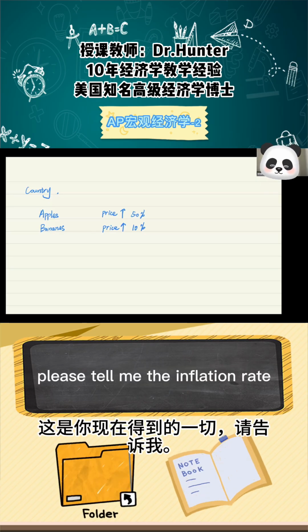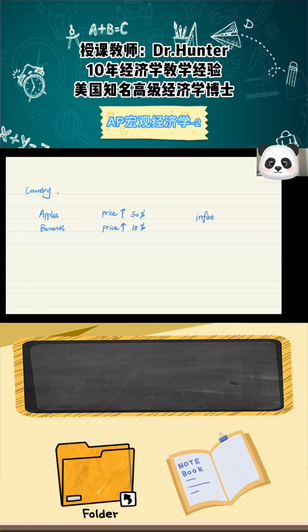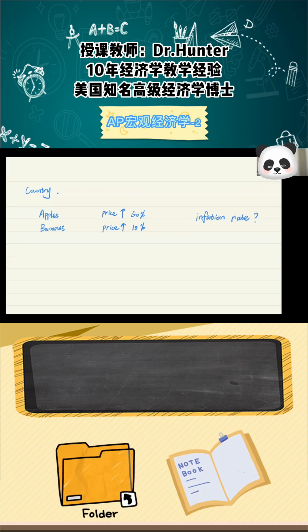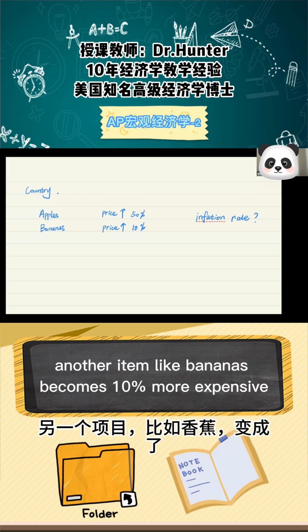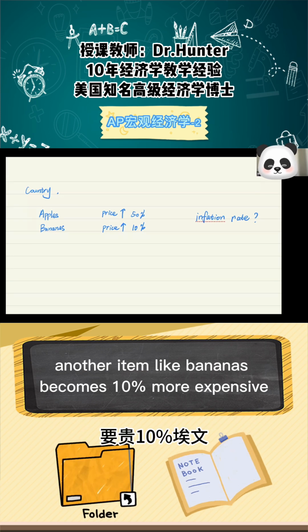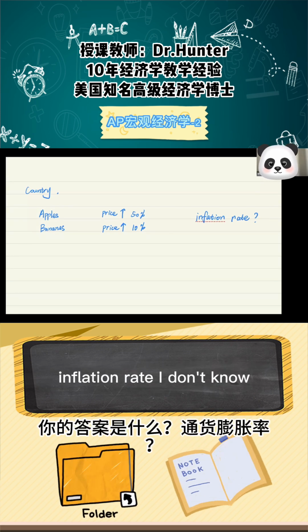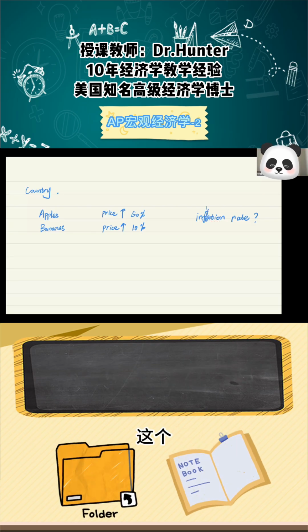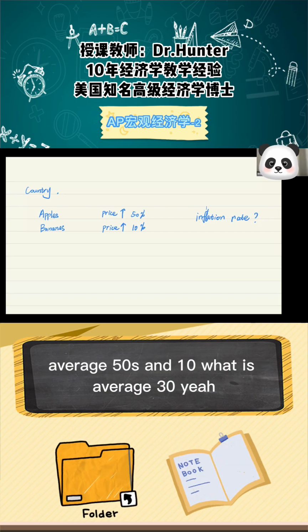Now, please tell me the inflation rate of this country. What do you think? One item becomes 50% more expensive. Another item like bananas becomes 10% more expensive. Evan, you're smiling. What's your answer? Inflation rate? I don't know. I guess you would just average it or something. So average 50 and 10. What is the average? 30? Yeah.